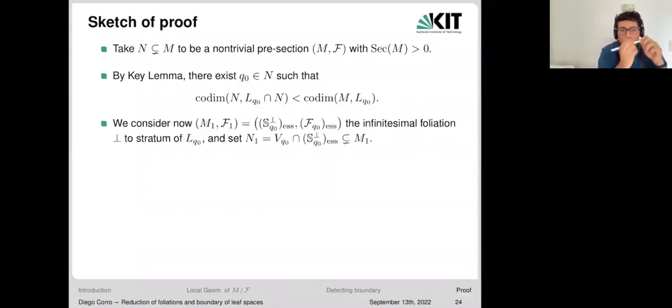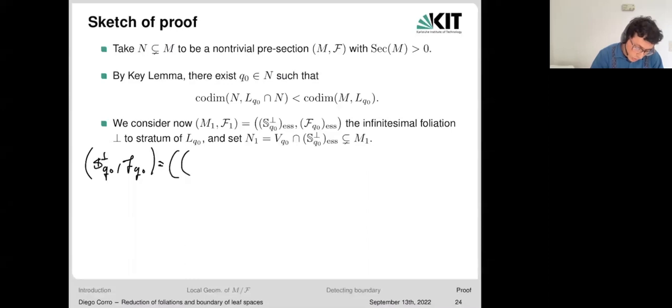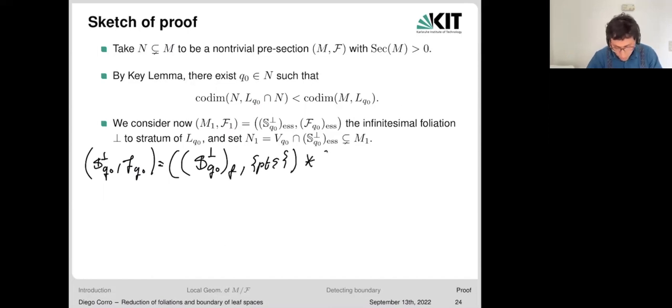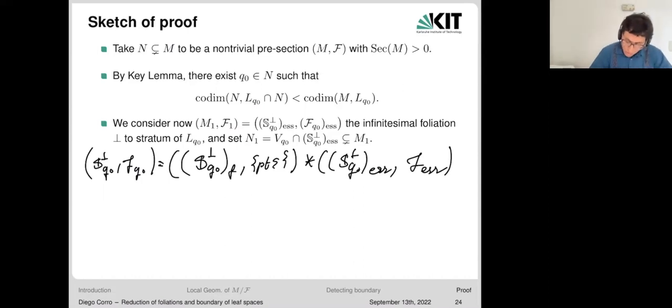And now we look at the infinitesimal foliation. So just remember that we could split the infinitesimal foliation of Q0 as a join of the fixed point spheres foliated by points. And then here we are taking the join with the orthogonal sphere, which is the essential sphere, and a foliation with all leaves of positive dimension.